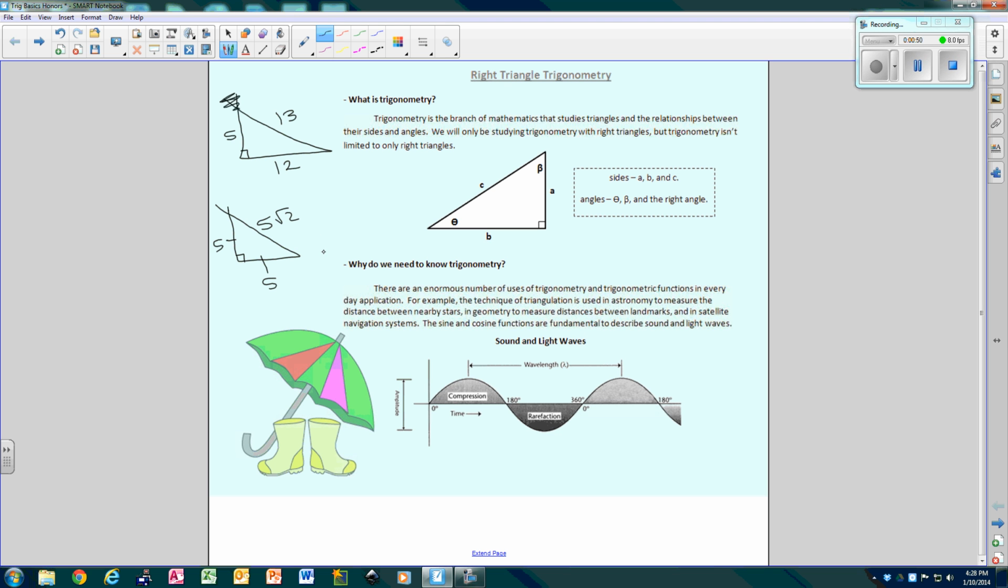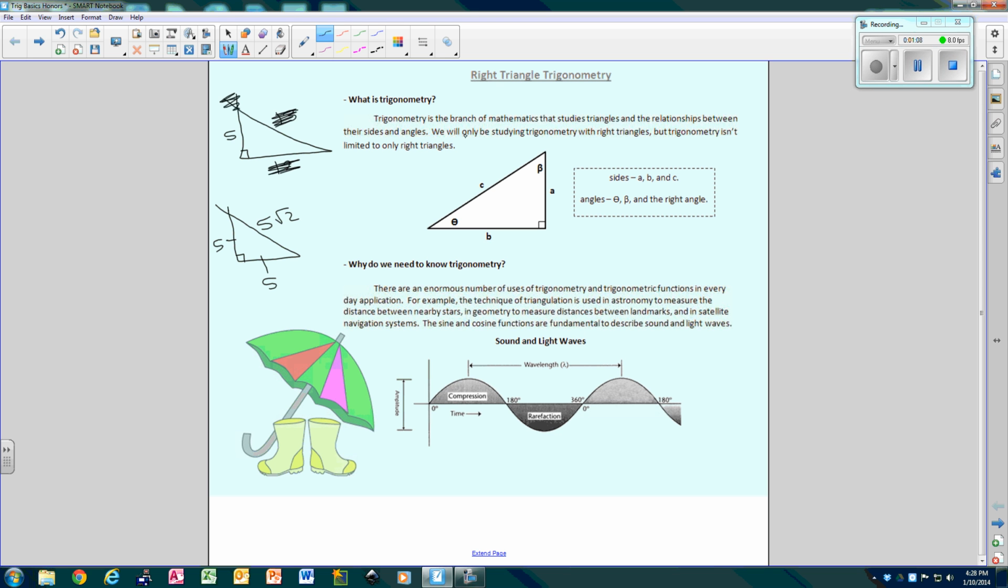But what happens whenever you don't have enough information? Like, what if you only knew one side of this triangle? Well, then you would need to know just a little bit more, and then you would be able to find what was missing. So what we're going to do is learn about trigonometry, and we just call it trig.